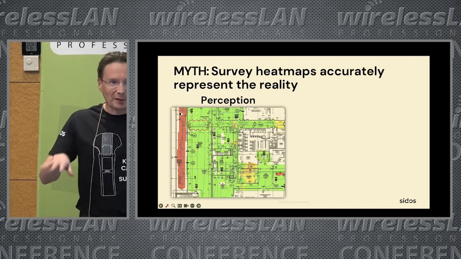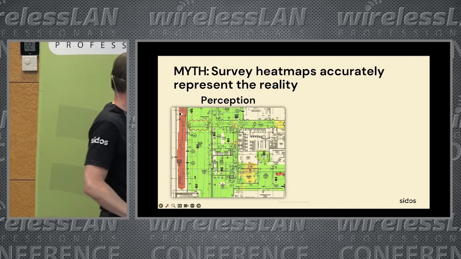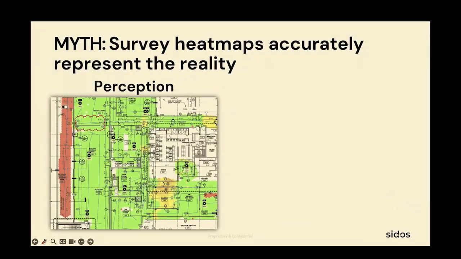The next one is that survey heat maps accurately represent reality. I don't know about you guys, but I've been in many situations where we are looking at the heat map, pointing a finger at it, and asking, okay, what is this? And then we conclude that it must be true because we measured it. Measured must be true, okay? Peter Mackenzie might say that packets don't lie, but I'm telling you that survey results do, heat maps do.